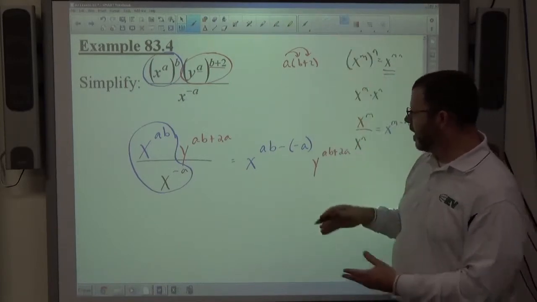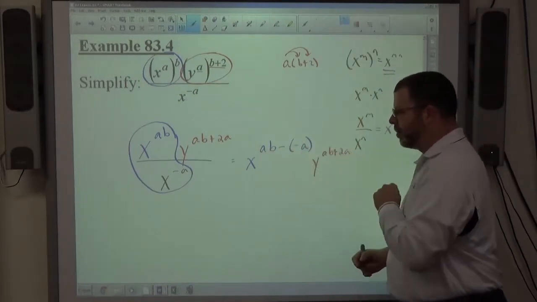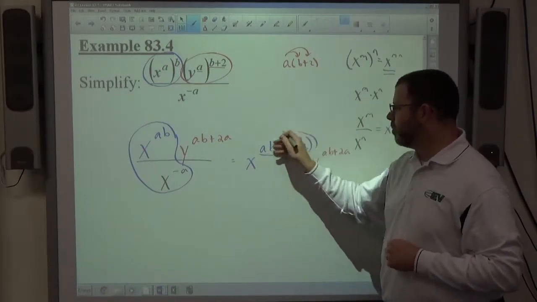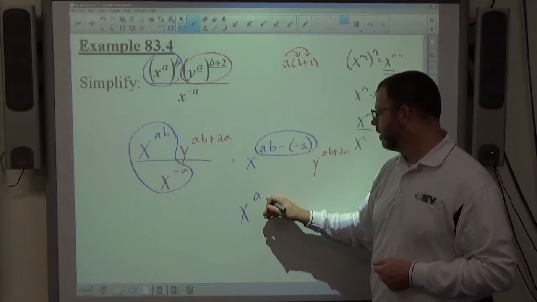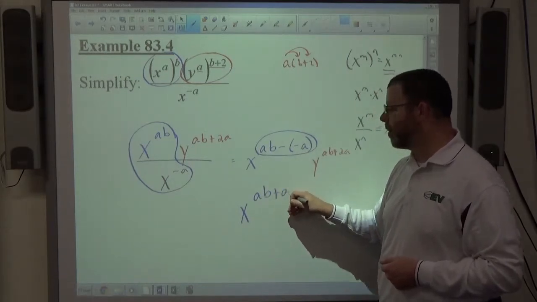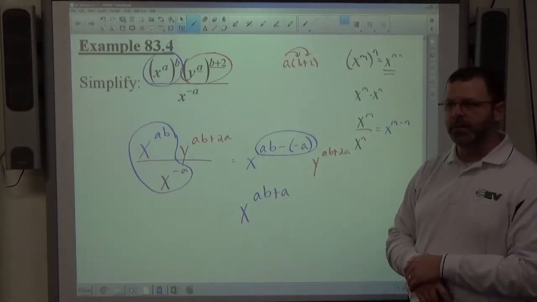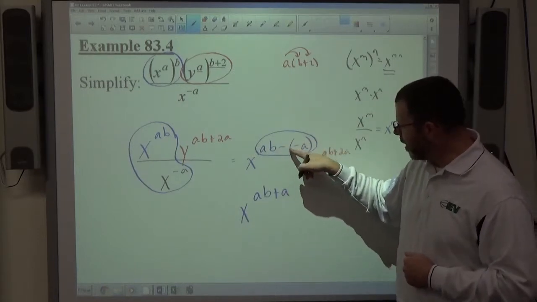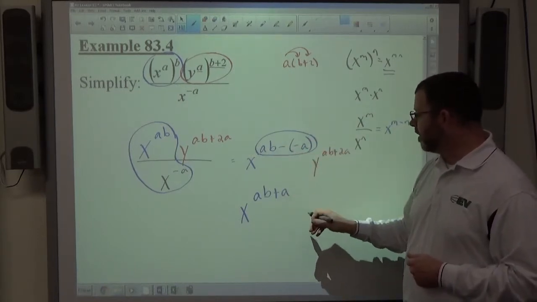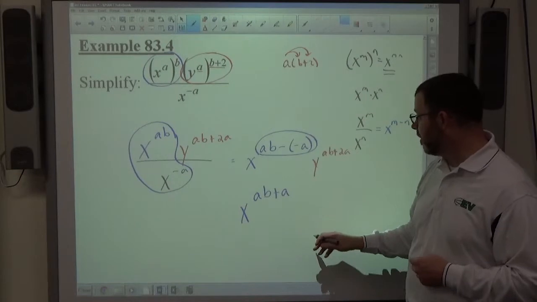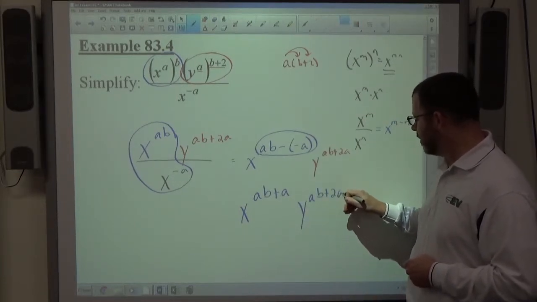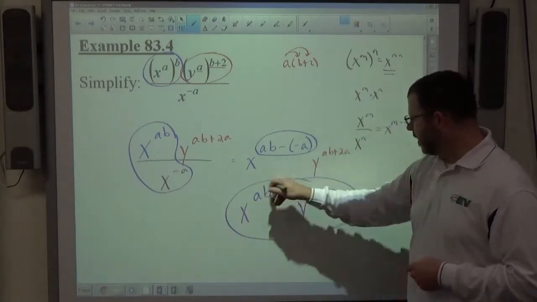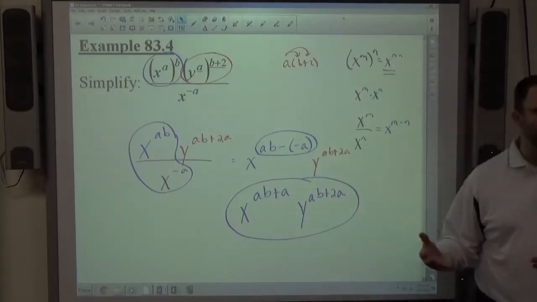So the final step then would be to simplify the expressions if possible. Can that be made prettier? Yeah. What would it be? X to the ab plus a. Plus a would be better than minus negative a, however you want to read it. So two minuses makes a plus. X to the ab plus a is prettier than x to the ab minus negative a. Y to the ab plus 2a has been as simple as it could be since the first step, right? And just like that, we've got the final expression simplified as much as possible.